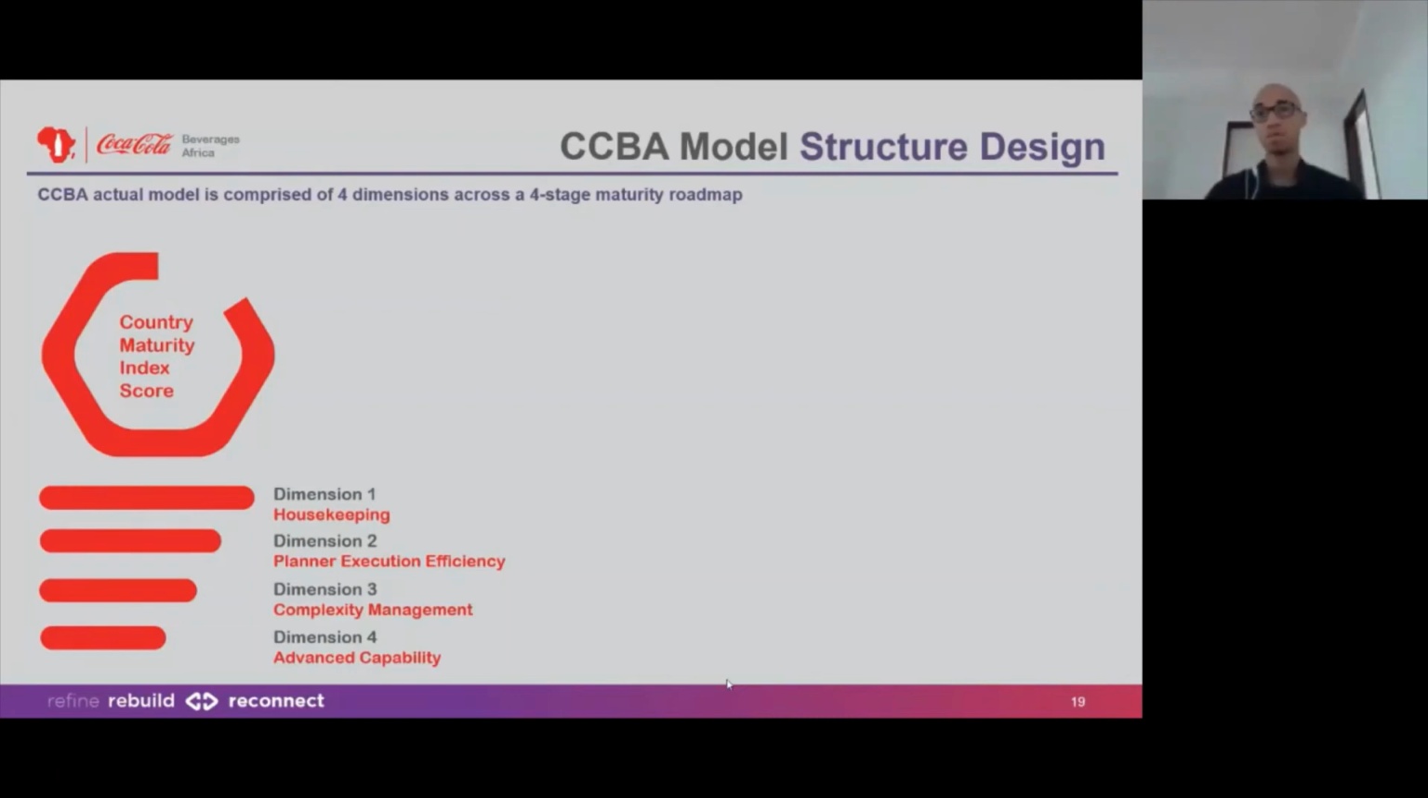And then second would be planner efficiency. So our planners, the people that operate the system on a daily basis, we see how they are executing it. They have to execute it at a certain level. We also realize that complexity management, so the portfolio complexity, is something very connected to DDMRP in general.